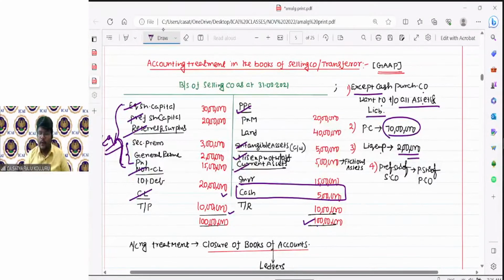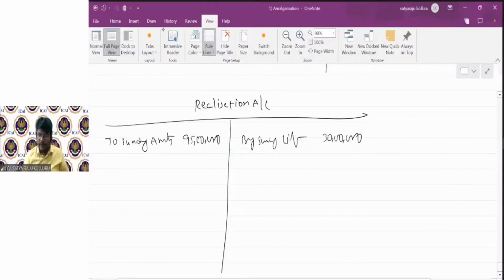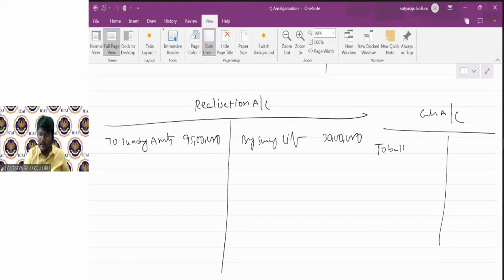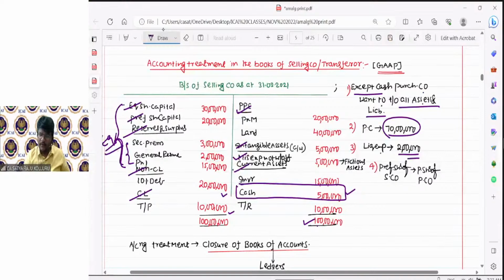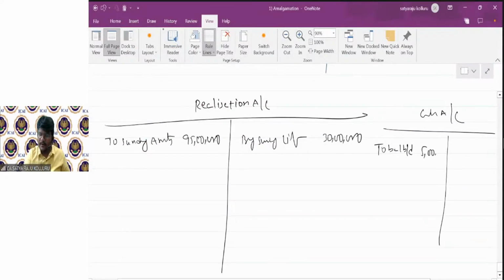Sir, you may have one doubt. What about this cash then? This cash is not taken over by the purchasing company, and cash is still available with me only. If cash is available with you, in your ledger the cash balance will be there, that is the balance brought down. Cash is still with me only. How much cash is there? 5 lakhs cash is there.